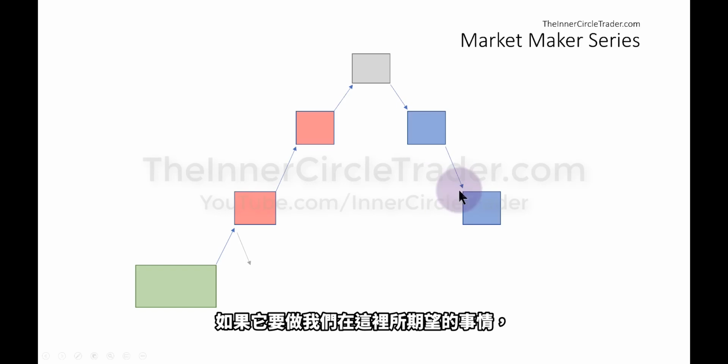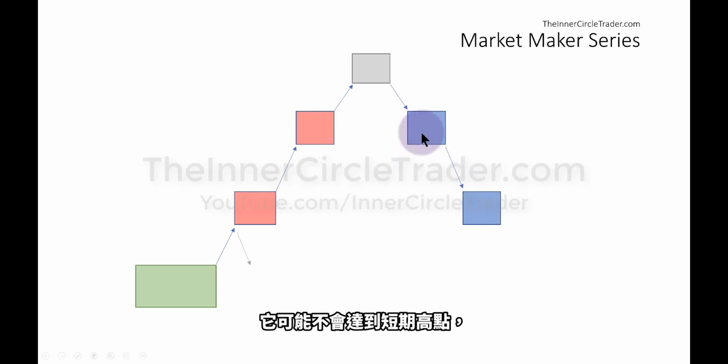And if it's going to do what we're expecting here, it probably isn't going to do a short-term high that's higher, and then a short-term high that's higher. That's unlikely. Can it happen? Yes. So rare, it's probably never going to happen, but it can.